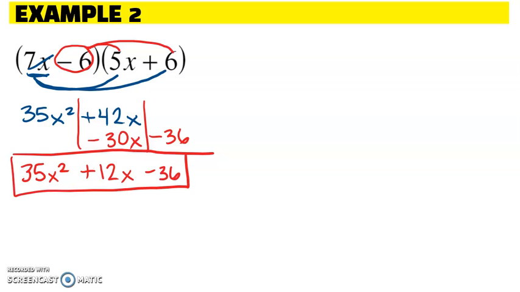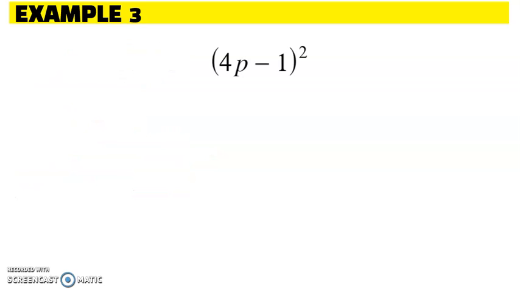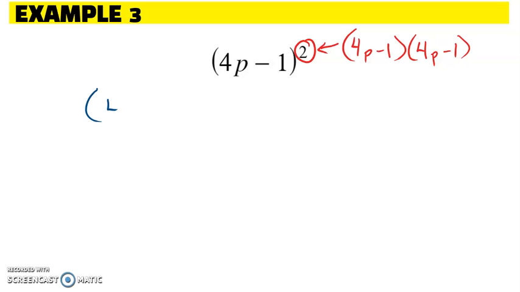And we're done. Okay. We have 4p minus 1 squared. Remember that squared is telling me 4p minus 1 times itself. It tells me how many of those I have to multiply together. Okay. All right, so let's set that up. 4p minus 1 times 4p minus 1, and we're using distribution. And just stay nice and organized.